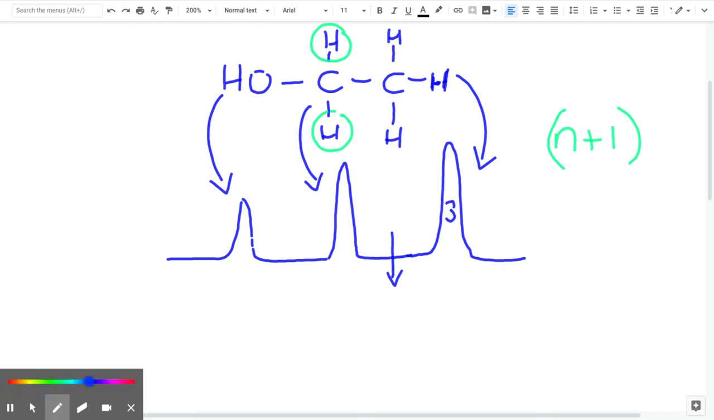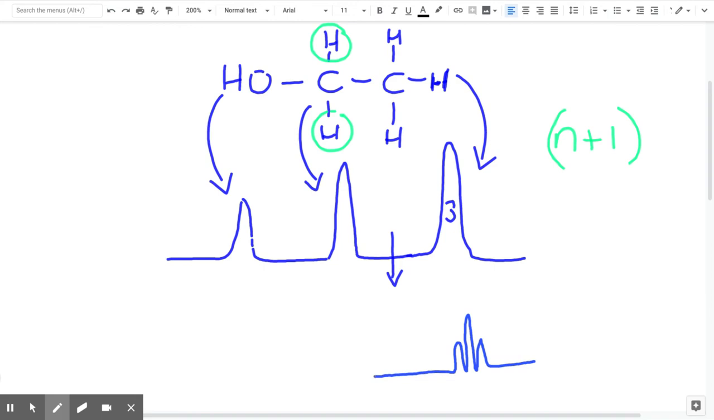So this peak on the right hand side is going to be split into a triplet with 1, 2, 1 heights. Remember, the integration under that curve is 3 due to the presence of the CH3. The triplet is due to the adjacent presence of a CH2.